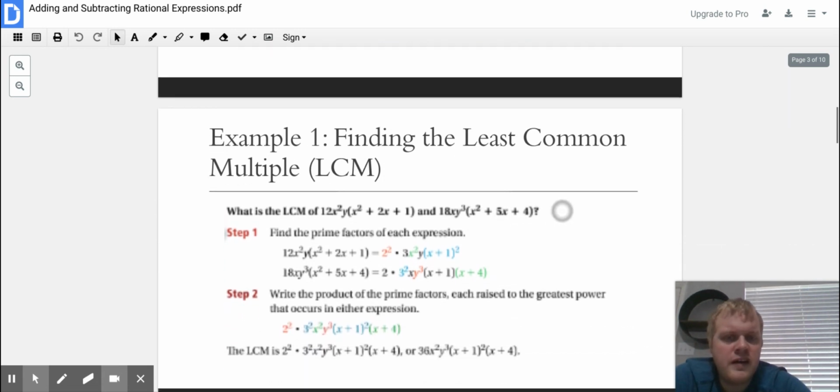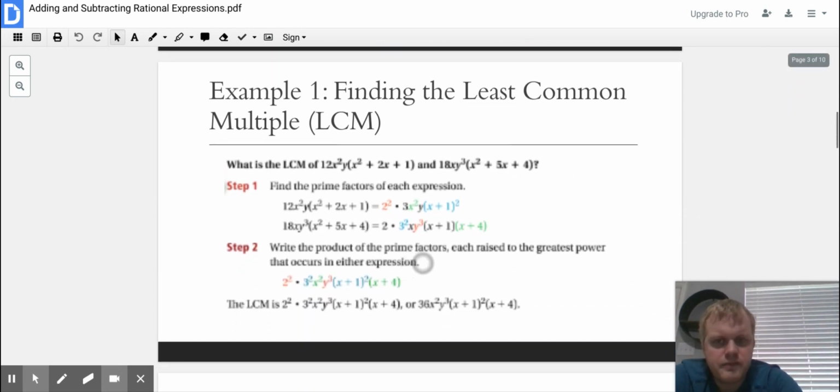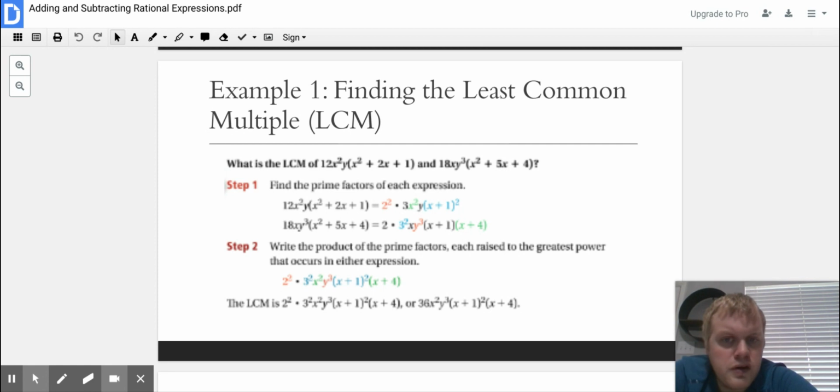So how to find the least common multiple, or your LCM. What's the LCM of 12x squared y times (x squared plus 2x plus 1), 18x y cubed, and x squared plus 5x plus 4? Again, when finding the prime factors of each expression, we're going to take it separately here. On the inside there, you would factor x squared plus 2x plus 1. In simplest form, you would get x plus 1 and x plus 1, which can be rewritten as x plus 1 squared.